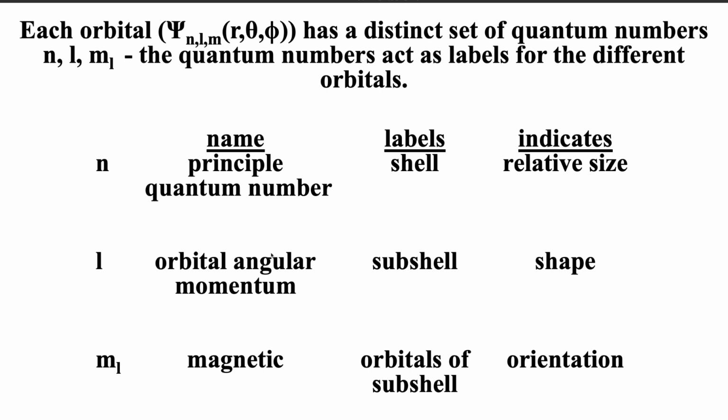l is the orbital angular momentum quantum number. It labels the subshell and denotes the shape. We'll see that when l equals 0, that corresponds to a spherical shape. When l equals 1, that corresponds to a dumbbell shape. m sub l is referred to as the magnetic quantum number. It labels the orbitals in a subshell, and it indicates the orientation. I mentioned that for l equals 1 you have dumbbell shapes, and the dumbbells will be along the different axes, and they'll have different m sub l values.